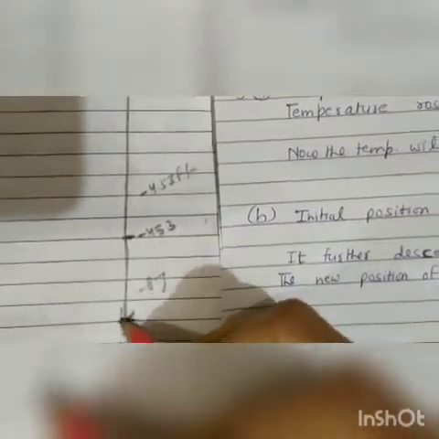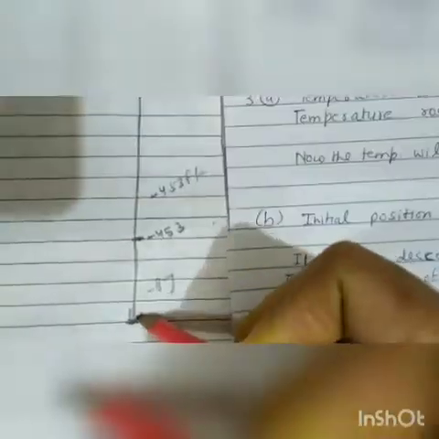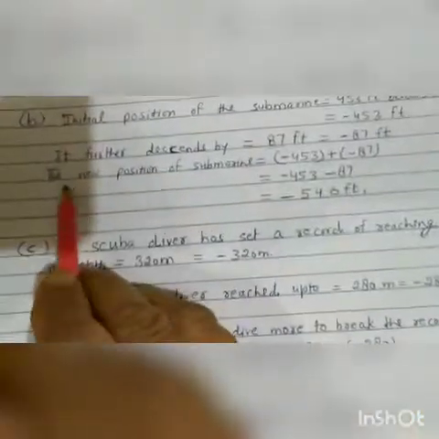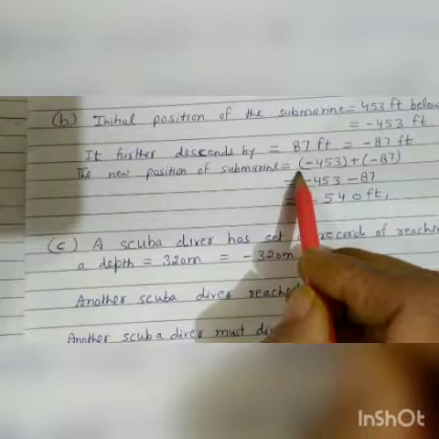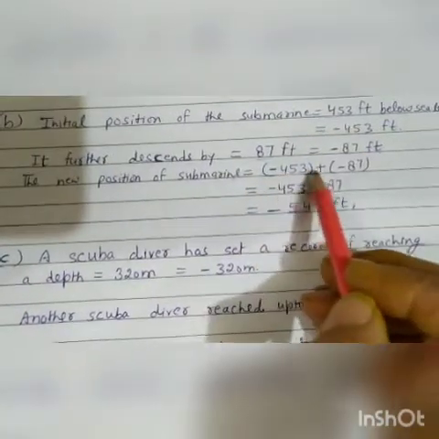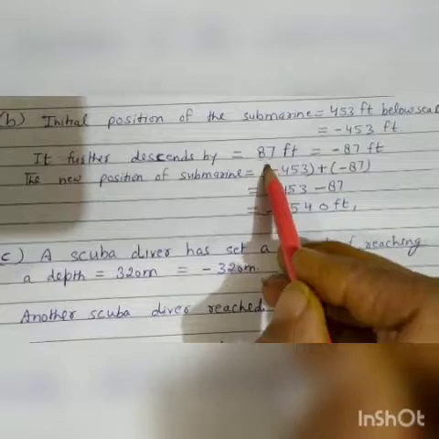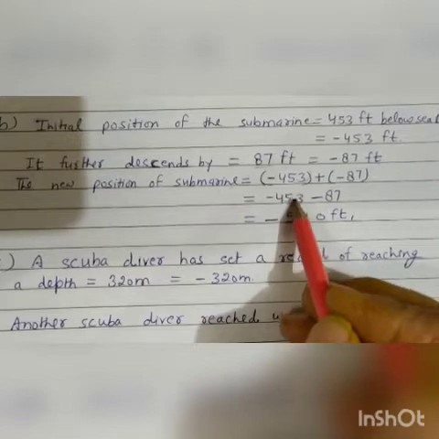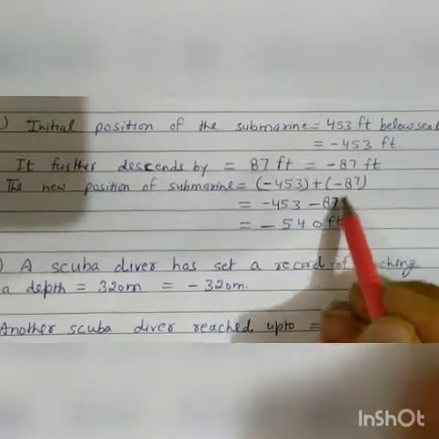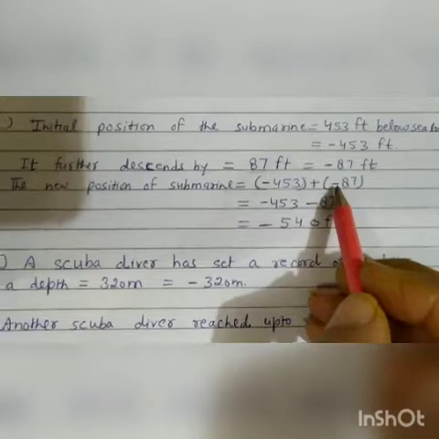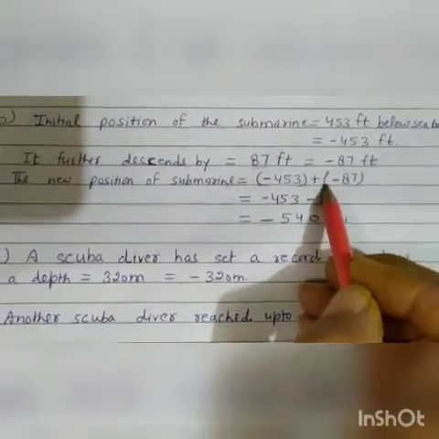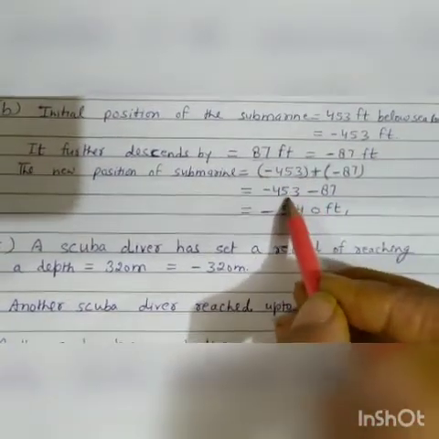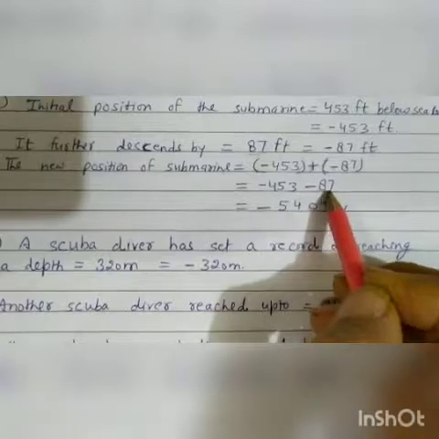Now we have to find its present position from here. It means we will add these two numbers. So the new position of submarine is equal to minus 453 plus minus 87. First we will add these two integers within bracket. Then remove the bracket. Minus 453 will be written as it is, and minus 87 will be written as it is. There is no change in this sign because outside of this bracket there is a plus sign.